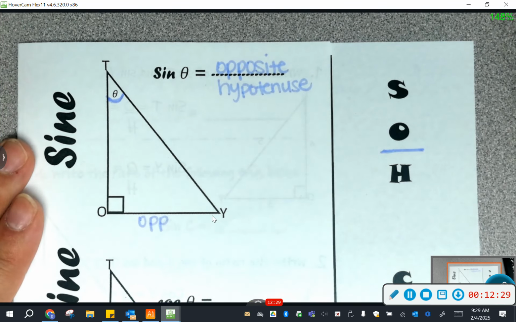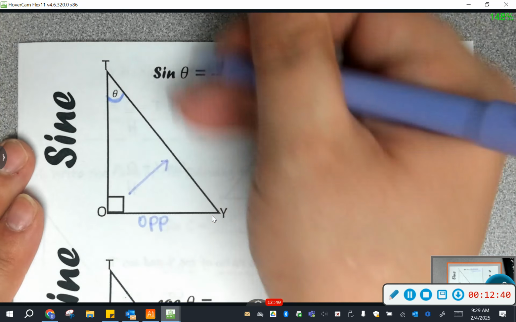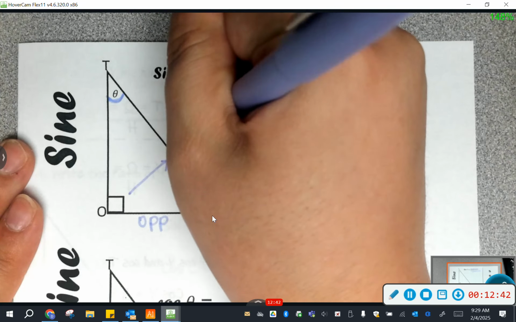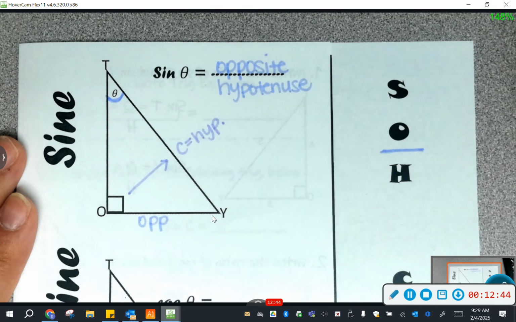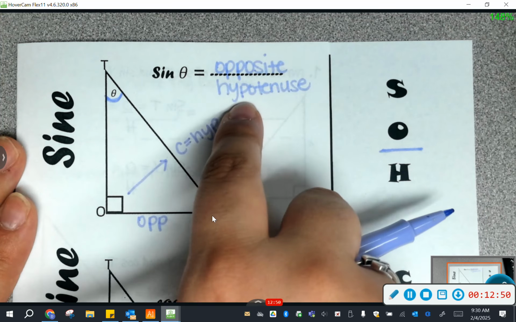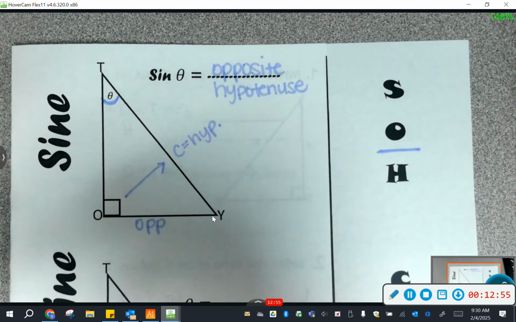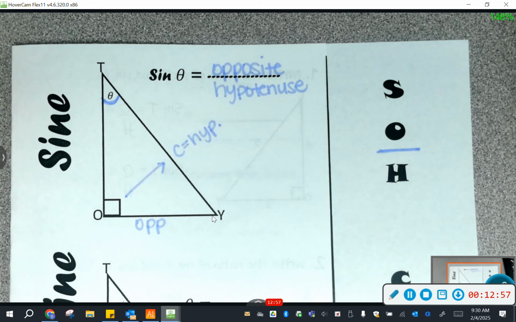So that is opposite. Which side is the hypotenuse, and how do we know? Your hypotenuse is your C. It is always across from the 90. So I actually am going to want you to always do the hypotenuse first for every triangle. But sine is opposite over hypotenuse. So, y'all got that written down?